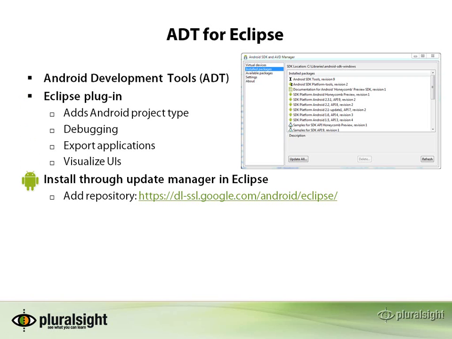We can install the update through an update manager that is built into Eclipse. Basically, this allows us to specify a repository where we can find all of this code, and then it will download it and automatically install the plugin into Eclipse. So let's go ahead and do that.